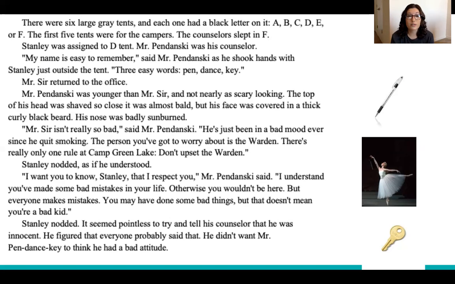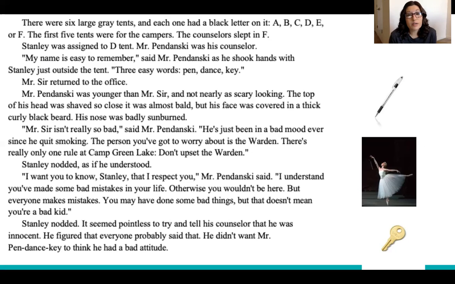Mr. Sir returned to the office. Mr. Pendanski was younger than Mr. Sir and not nearly as scary looking. The top of his head was shaved so close it was almost bald, but his face was covered in a thick, curly black beard. His nose was badly sunburned. "Mr. Sir isn't really so bad," said Mr. Pendanski. "He's just been in a bad mood ever since he quit smoking.